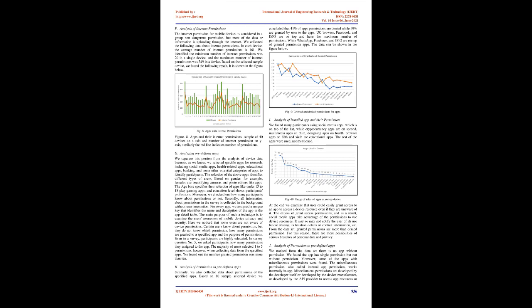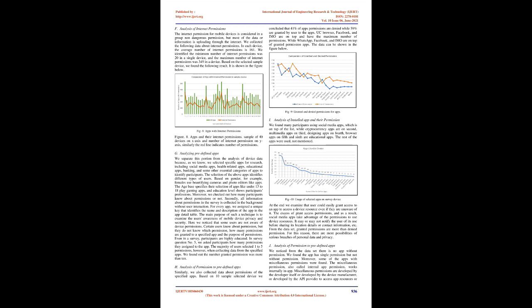Secondly, all information about permissions in the survey is collected in the background without user interaction. For every app, we assigned a unique key that identifies the name and description of the app in the app detail table. The main purpose of such a technique is to examine the user's awareness of mobile device privacy and security. Here we notice that some users are not aware of device permissions.